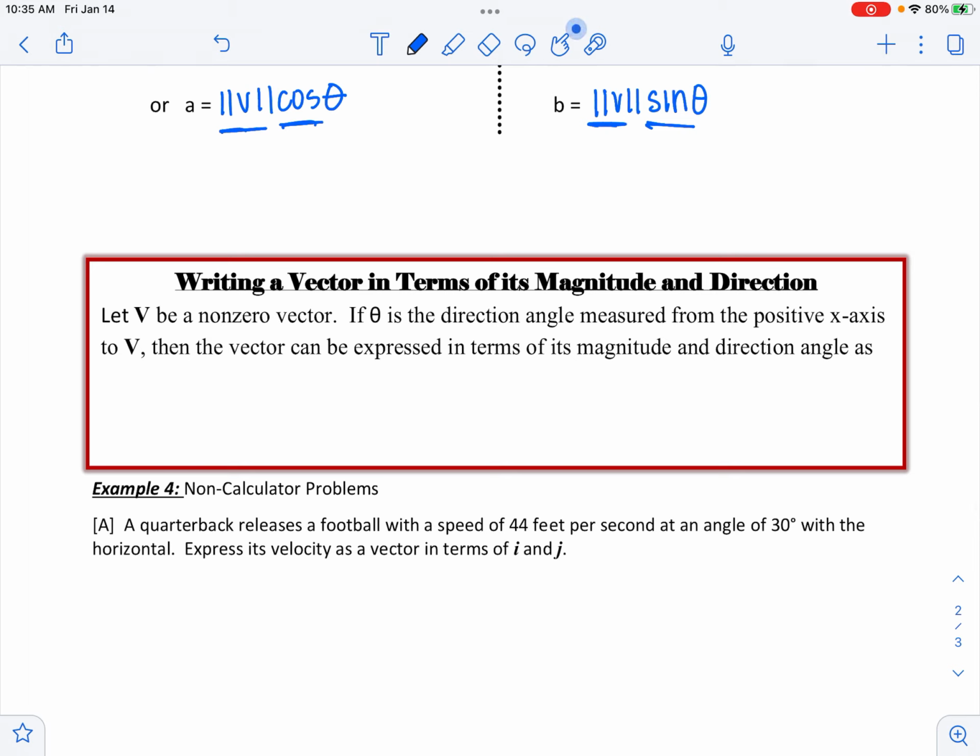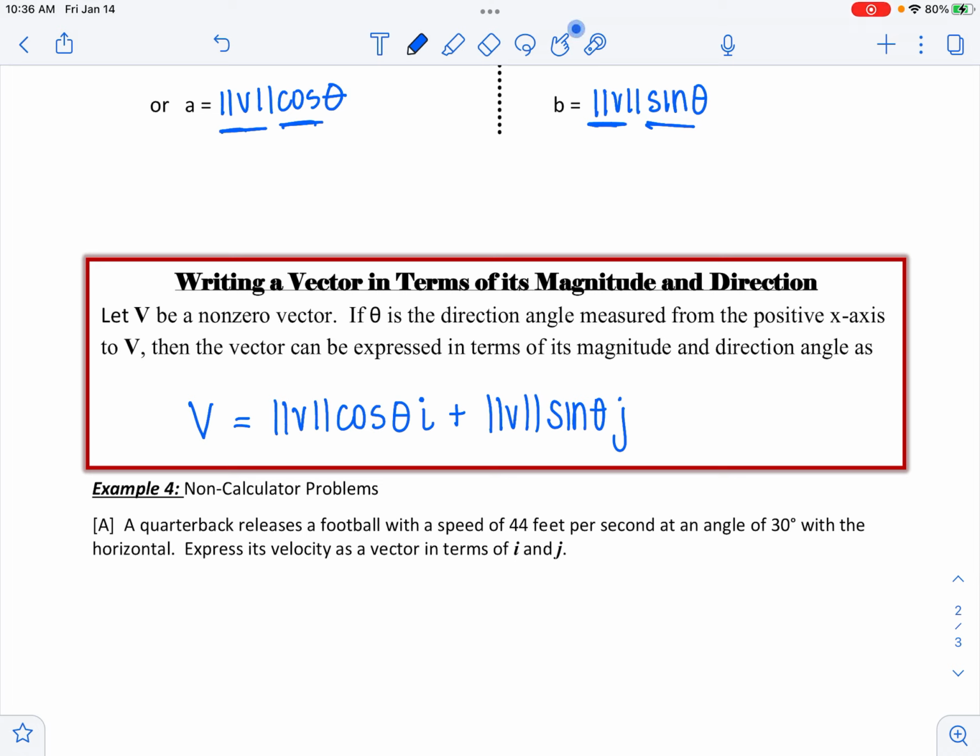All right, so writing a vector in terms of magnitude and direction, let V be a non-zero vector. If theta is the direction angle measured from the positive x-axis to V, then the vector can be expressed in terms of magnitude and direction angle as V equals, right, they used a capital here, so that's why I'm using capital V. And then instead of writing A times I, instead of writing A, we can write the magnitude of the vector times the cosine of theta, I, plus, and then instead of writing B times J, B is the same thing as the magnitude of the vector times the sine of theta times J.